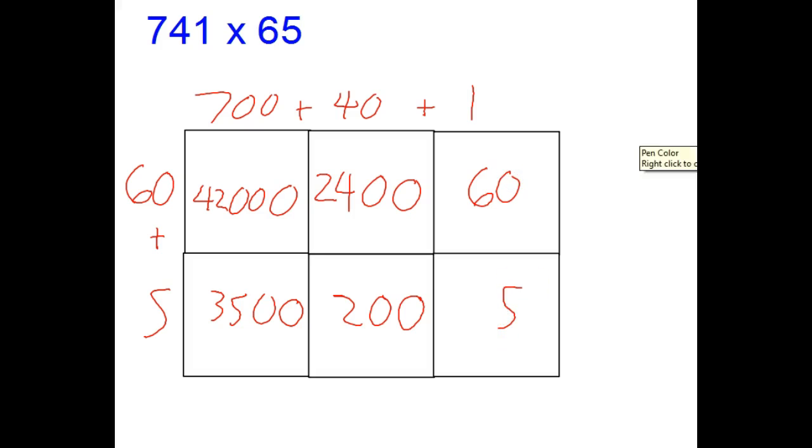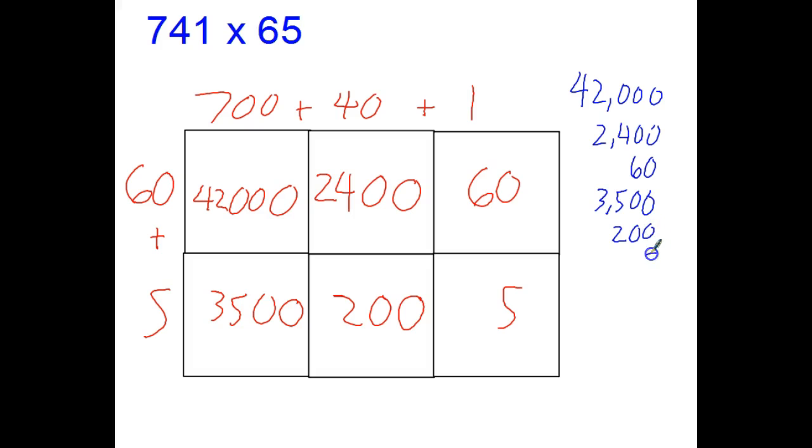Let's add them up. 42,000. 2,400. 60. 3,500. 200. And then just plain 5. 5 in the ones column, 6 in the tens, 4, 9, 11 in the hundreds, 3, 5, 8 in the thousands, and the 4 in the 10,000s, 48,165.